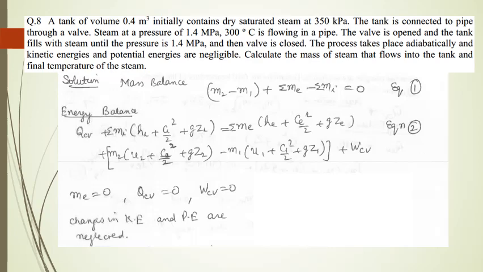Now the mass balance equation will give M2 minus M1 is equal to Mi minus Me. The summation sign becomes important only when there are multiple streams for inflow as well as outflow. Here there is inflow of steam and no outflow, so Me is going to be 0, and even for inflow there is a single stream, so the question of a summation sign does not arise.